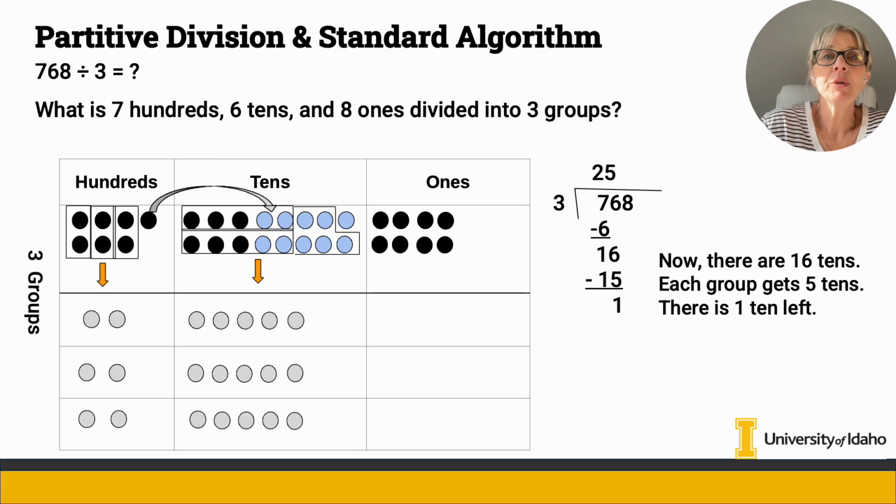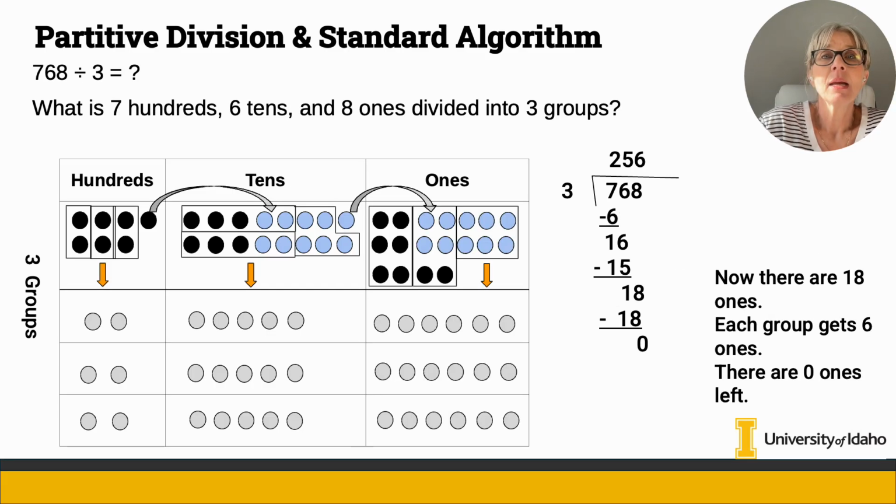We'll move that extra 100 into the tens column, so it now becomes 10 tens. Now there are a total of 16 tens. Partitioning those tens into 3 equal groups, we can put 5 tens into each group, but still have 1 ten left. Again, we'll move that 1 ten into the ones place as 10 ones. Now there are 18 ones. Each of the 3 equal groups gets 6 ones, and there are 0 ones left. If we had a remainder, we could continue to move down into decimal values.